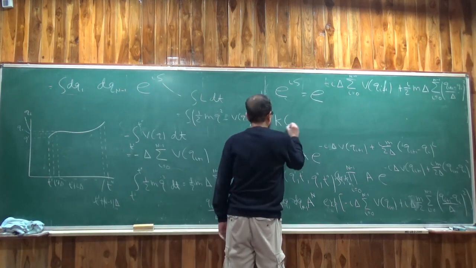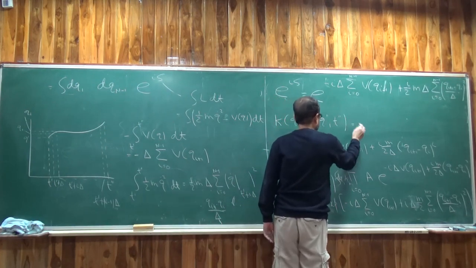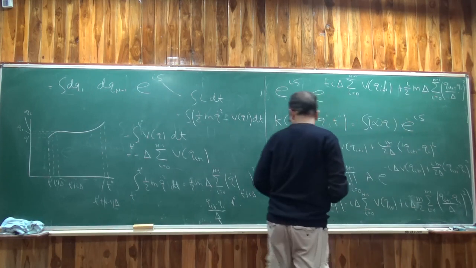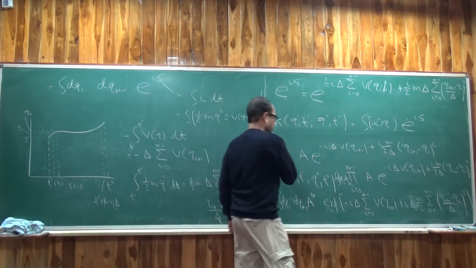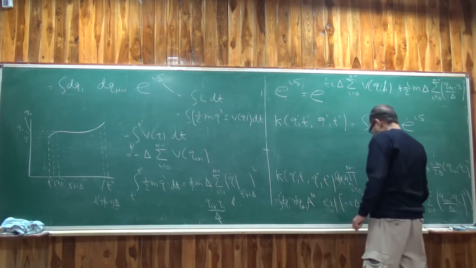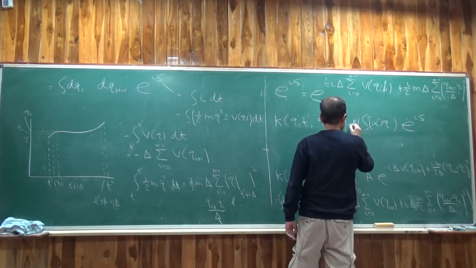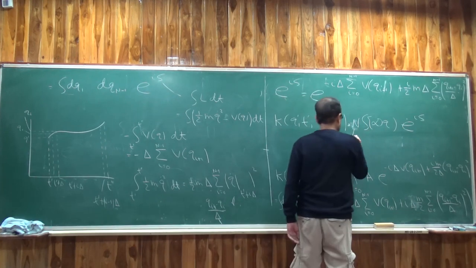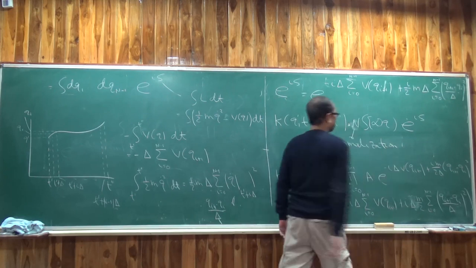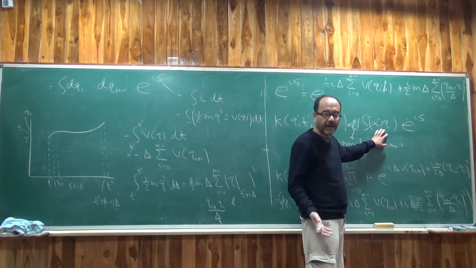So formally one writes this as K(q', t'; q'', t'') as the integral dq e to the iS. Well, there's a normalization, let me put some arbitrary normalization. It will not really matter at the end. So this is some normalization. So what does this symbol mean? This formally is the sum over paths, or integral over paths.